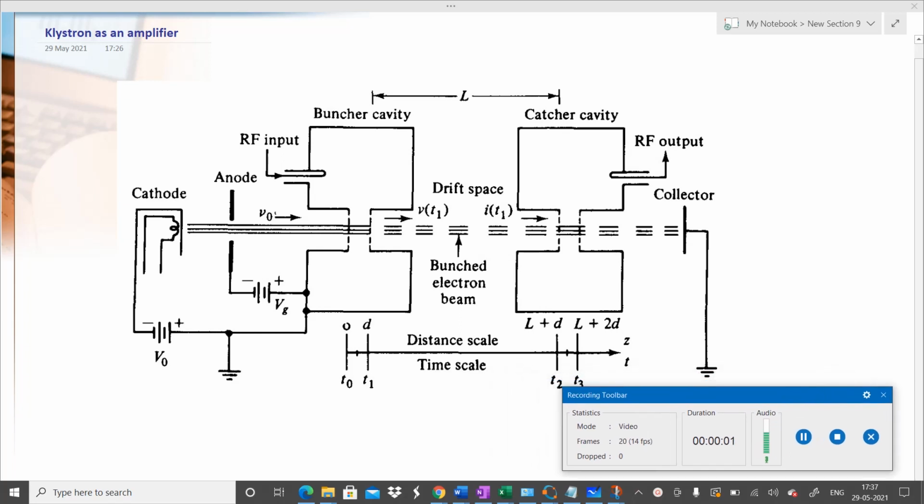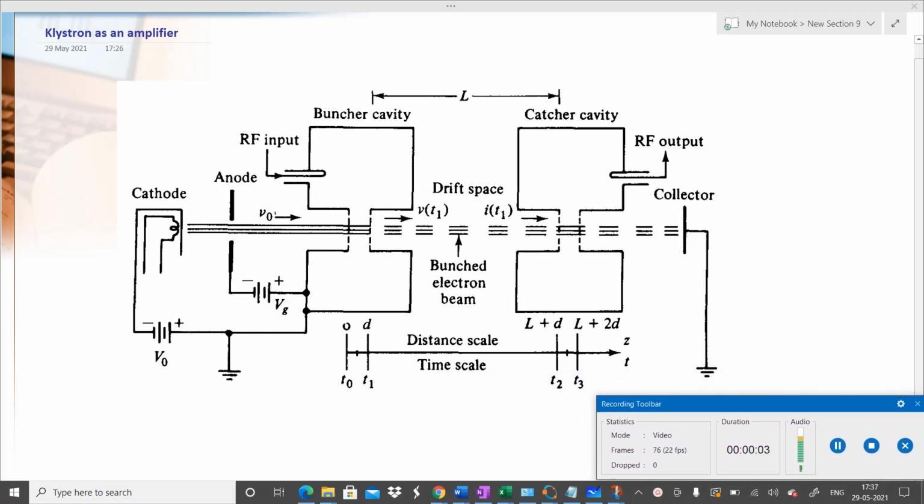Welcome to the next lecture. We will continue today our discussion with klystron, of course, as an amplifier.